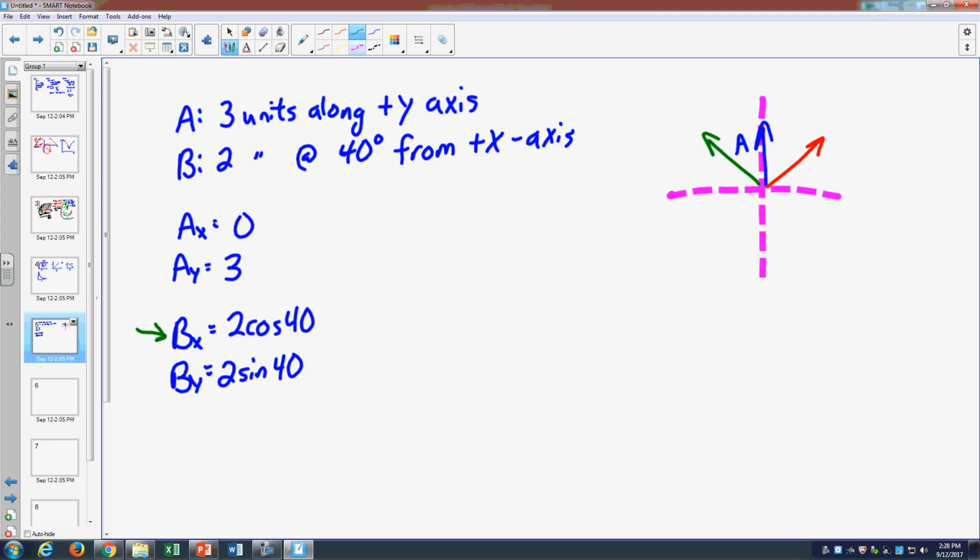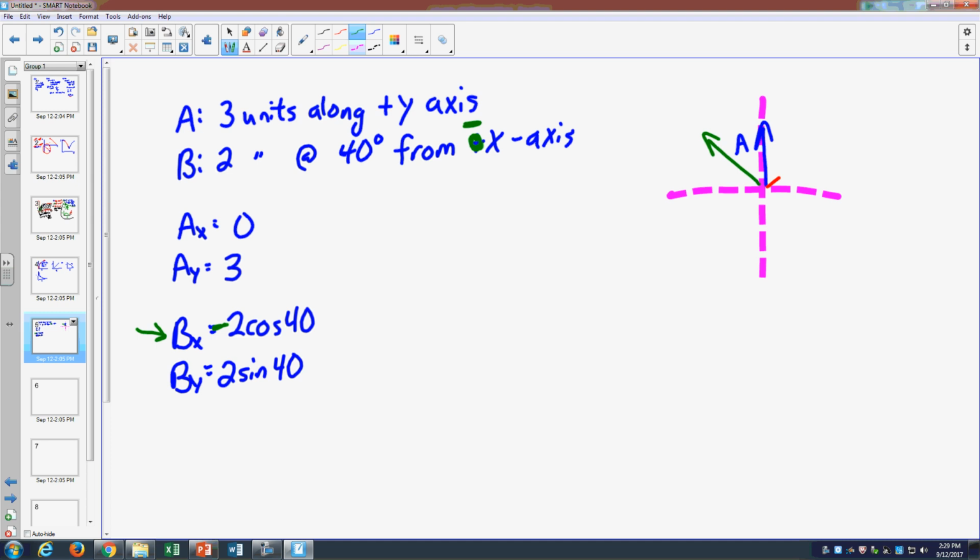It would be negative, right? So I always find it very, very helpful to draw a picture. In fact, let's do that here. I'm going to change this just a little bit. I'm going to change this to 40 degrees from the negative x-axis, just so we illustrate that. And so now Bx is going to be negative 2 cosine 40. You'll see what I've done?